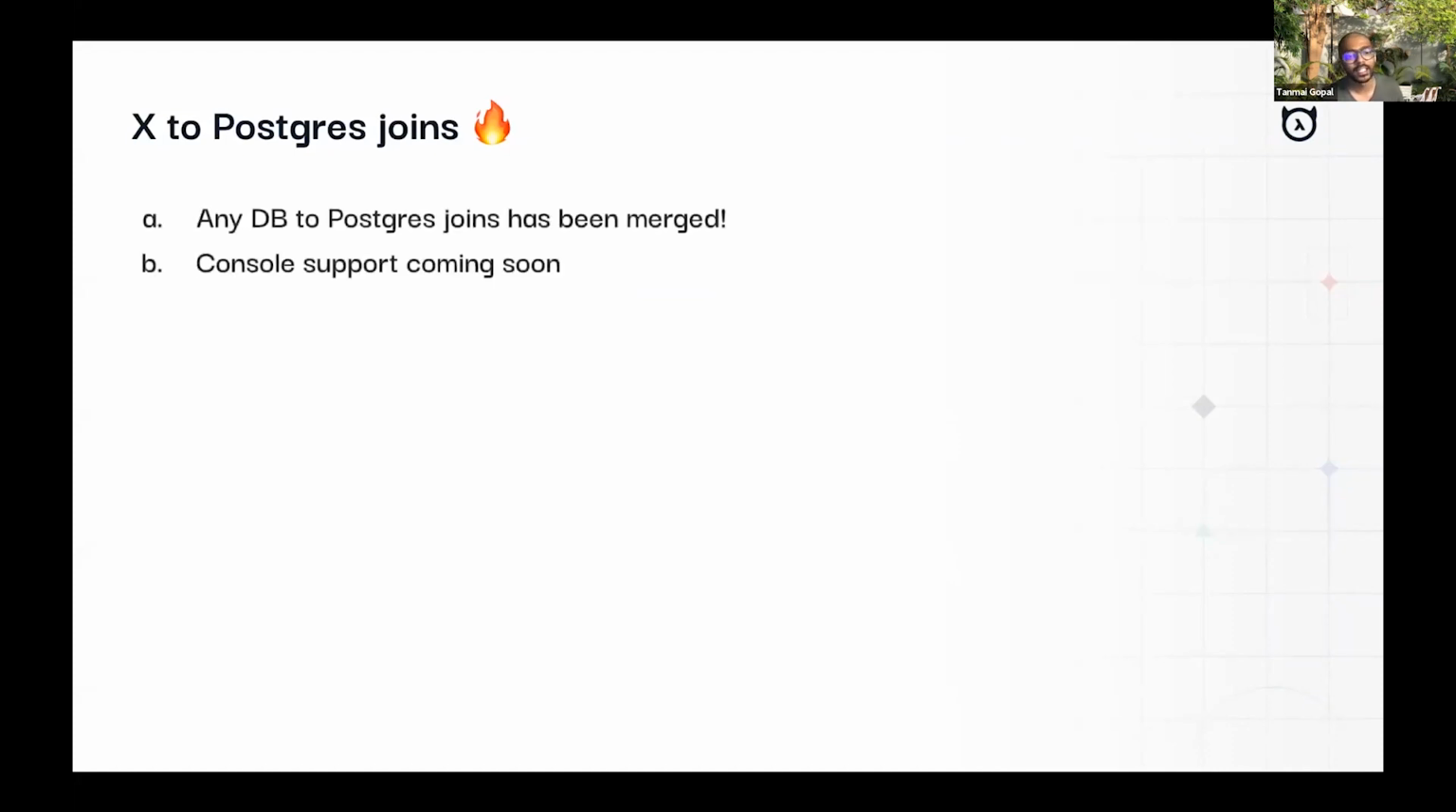A big part of 2.1 beta that has been merged is cross-database joins: Postgres to Postgres joins, SQL Server and BigQuery to Postgres joins. And so that's been merged, so you should be able to start trying that out. Console support will come soon, and then you can start playing around with it in the console as well.